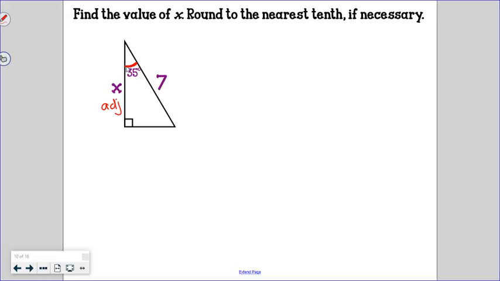And Cole, is the 7 opposite, adjacent, or hypotenuse? I feel like you just gave me all the options. I thought you said is an opposite or adjacent to the hypotenuse. Oh, no. Is 7 opposite, adjacent, or hypotenuse? Okay.